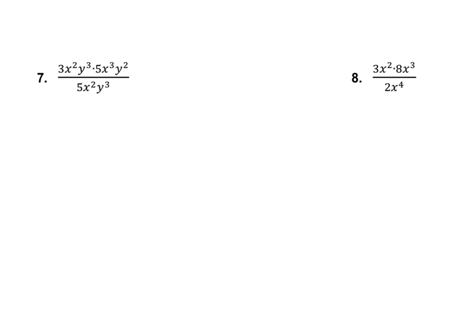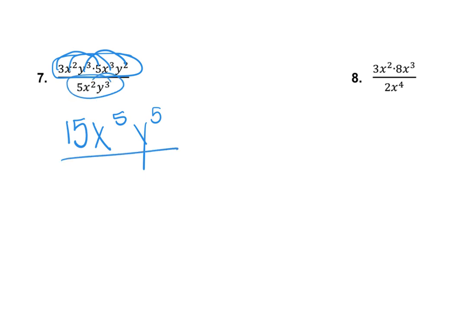All right, question number 7. There's a lot going on, but let's just take the top and do what we can there. So we're going to multiply these together. I would take my 3 times my 5, and we get 15. X squared times x to the 3rd is x to the 5th, and y to the 3rd times y squared is y to the 5th. And now let's just rewrite. Let's put this on the bottom so that we can divide it.